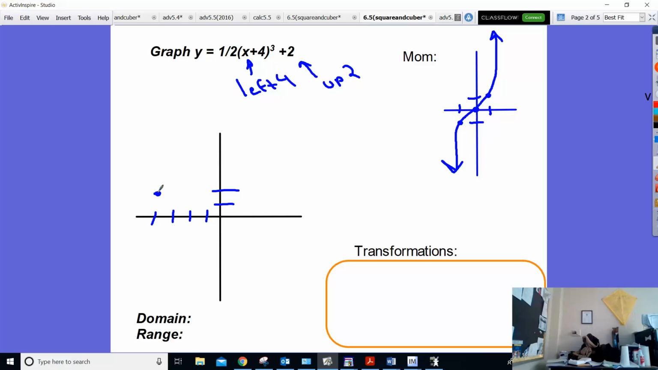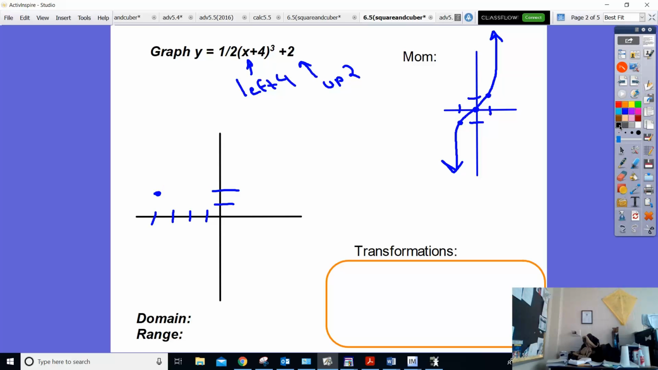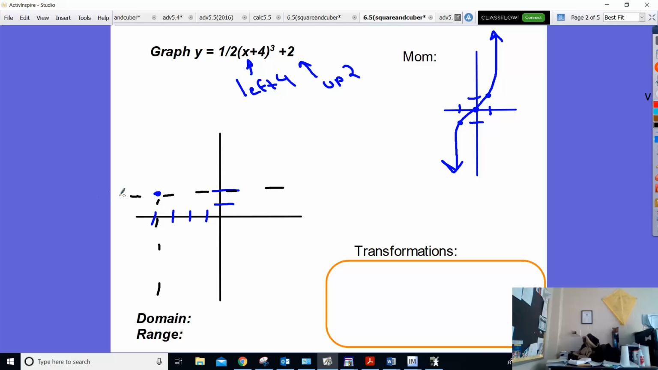All right, and I show these, a lot of kids don't. They just view that they don't need to do that, and they never do well with it. Now, I think about mom. Mom had two other key points. They were to her immediate left of her center and to the immediate right of her center. She was centered at 0, 0. There was a point to the immediate left and there was a point to the immediate right.